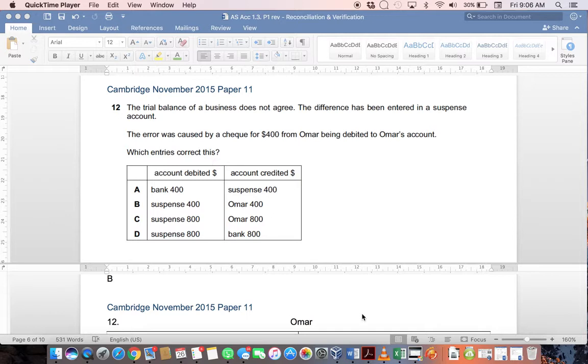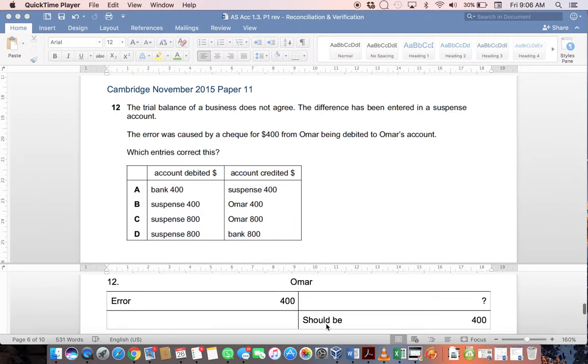Well, I always like to go back to my T accounts again, and I've created a T account for Omar's account. What I do is I show what did happen. The error was that his account was debited. We've been told that there was a check of $400 and it was debited. So we know that there's $400 on the debit side. You now need to think a little bit and realize that if there was a check from Omar, that means that he actually owes us less money. And if an asset is decreasing, then actually you should have a $400 on the credit side.